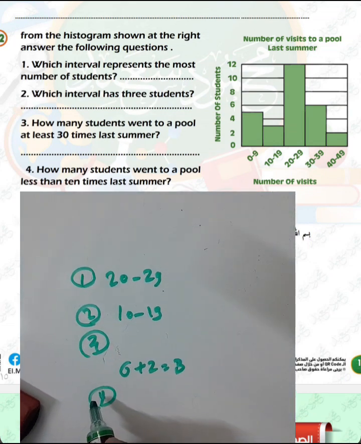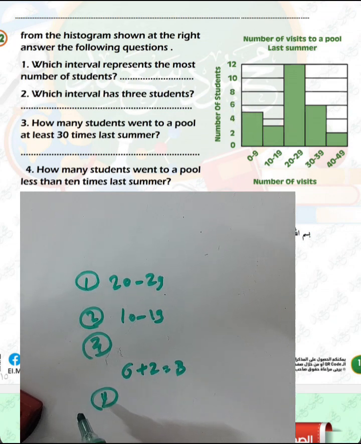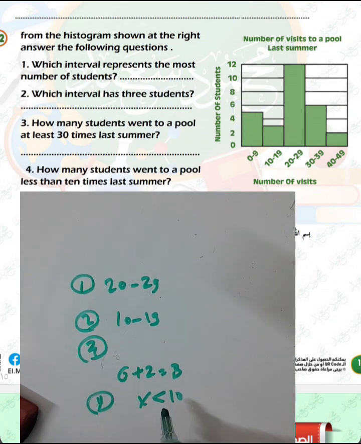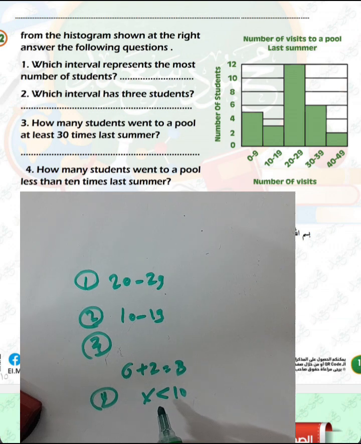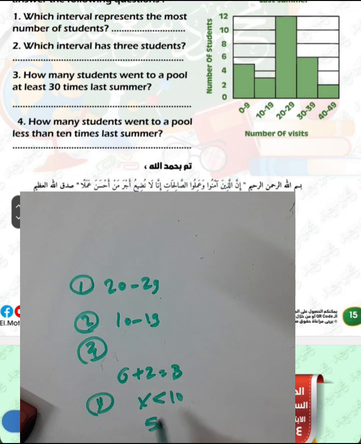Question number 4, how many students went to the pool less than 10 times last summer? Less than 10, it will be here number 5. Less than 10, such that x is less than 10. Here it will be 5. The result here will be 5.